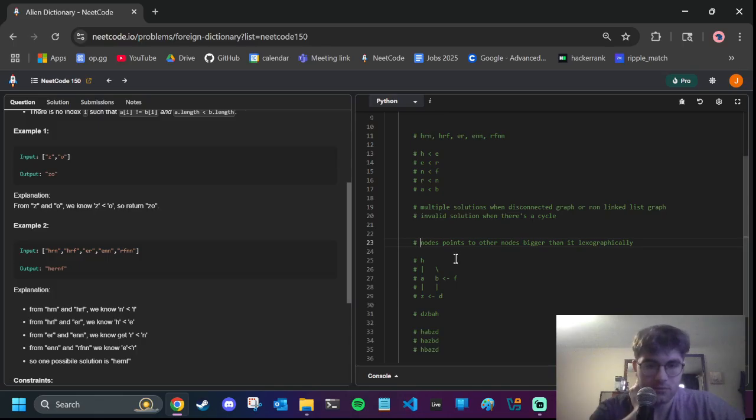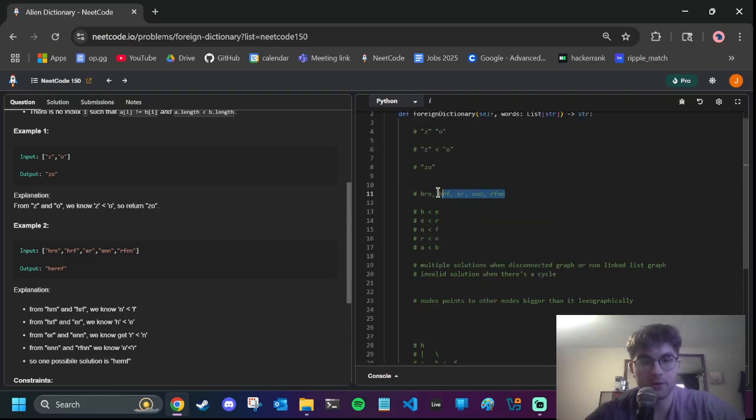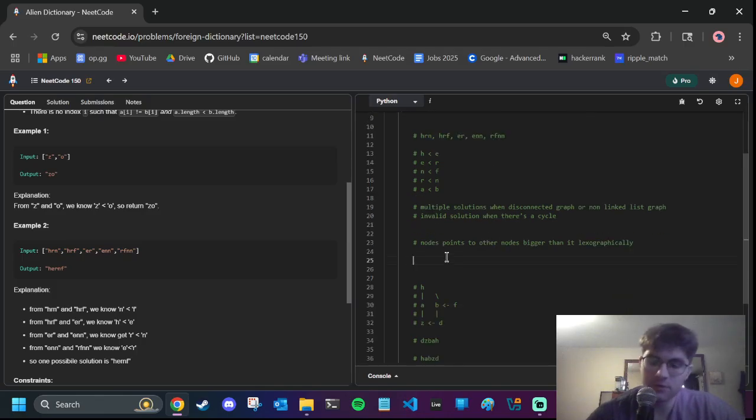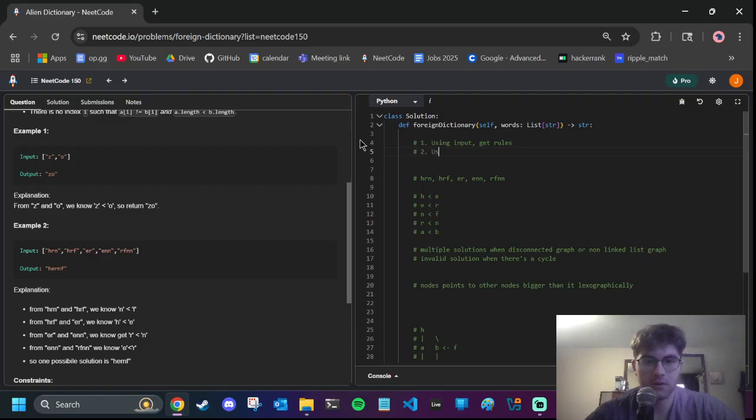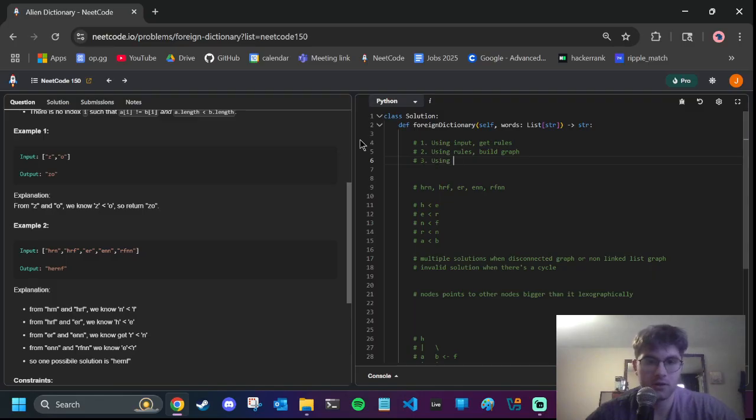So F points to B. That means, like our rules in this case, first what we're going to do is take this and dilute it into the rules. So just to have a general flow of what we're going to do: using input, get rules, and then using rules build graph, and then using graph determine order. I guess determine valid sequence. Okay, so that's the method.